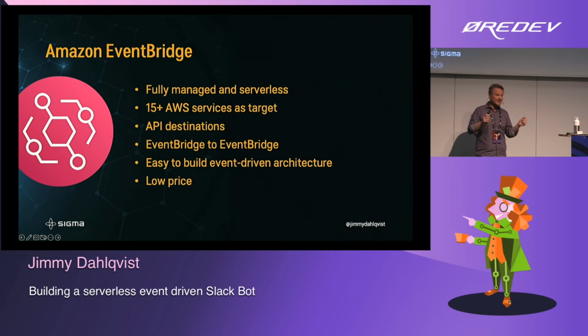What's also really good is it has support for API destinations, meaning if you have an API already, you could have it running on premise if you like. Amazon EventBridge can call that API. It can do EventBridge to EventBridge communication, meaning that you can actually put event buses in each of your own microservice and then distribute between different event buses.